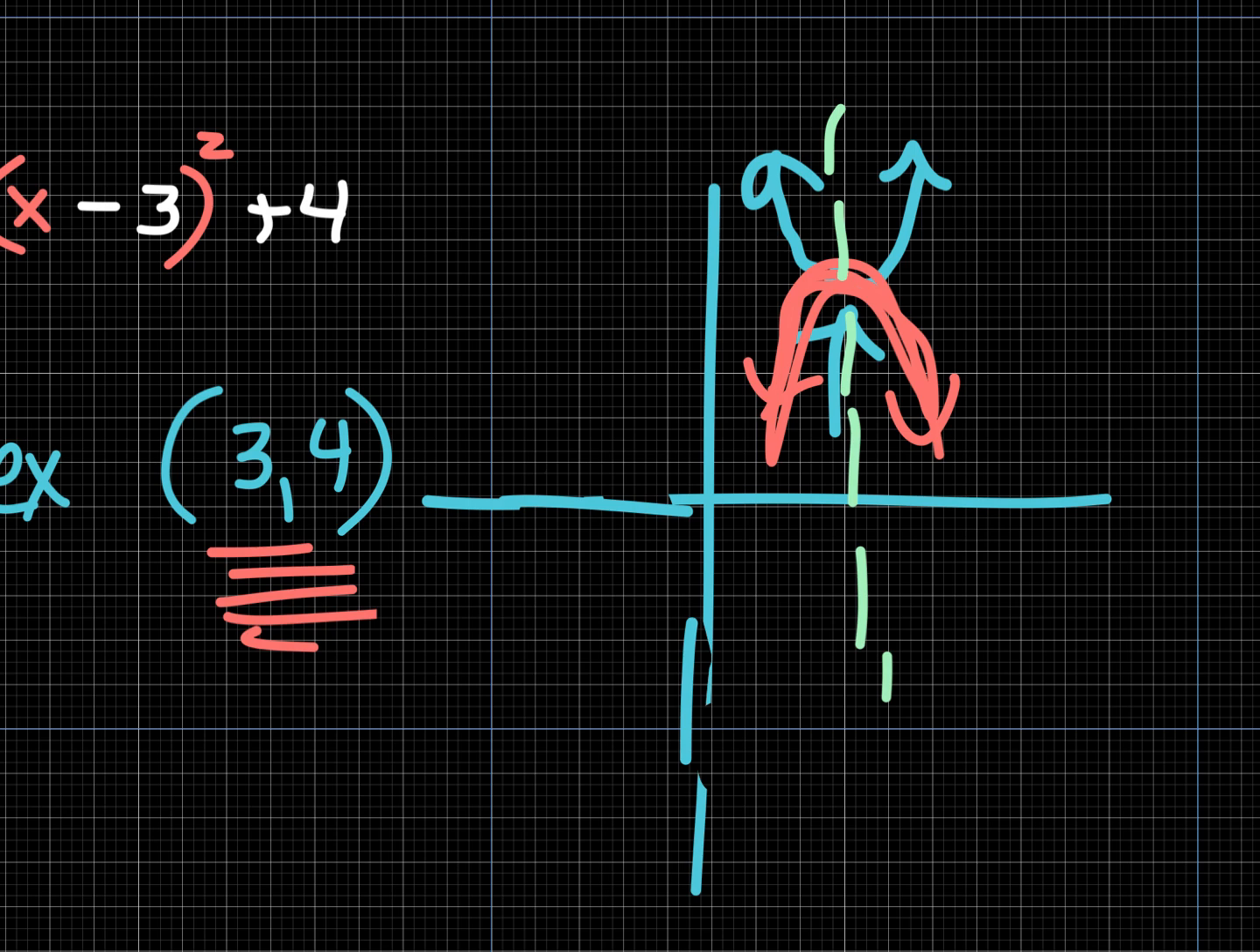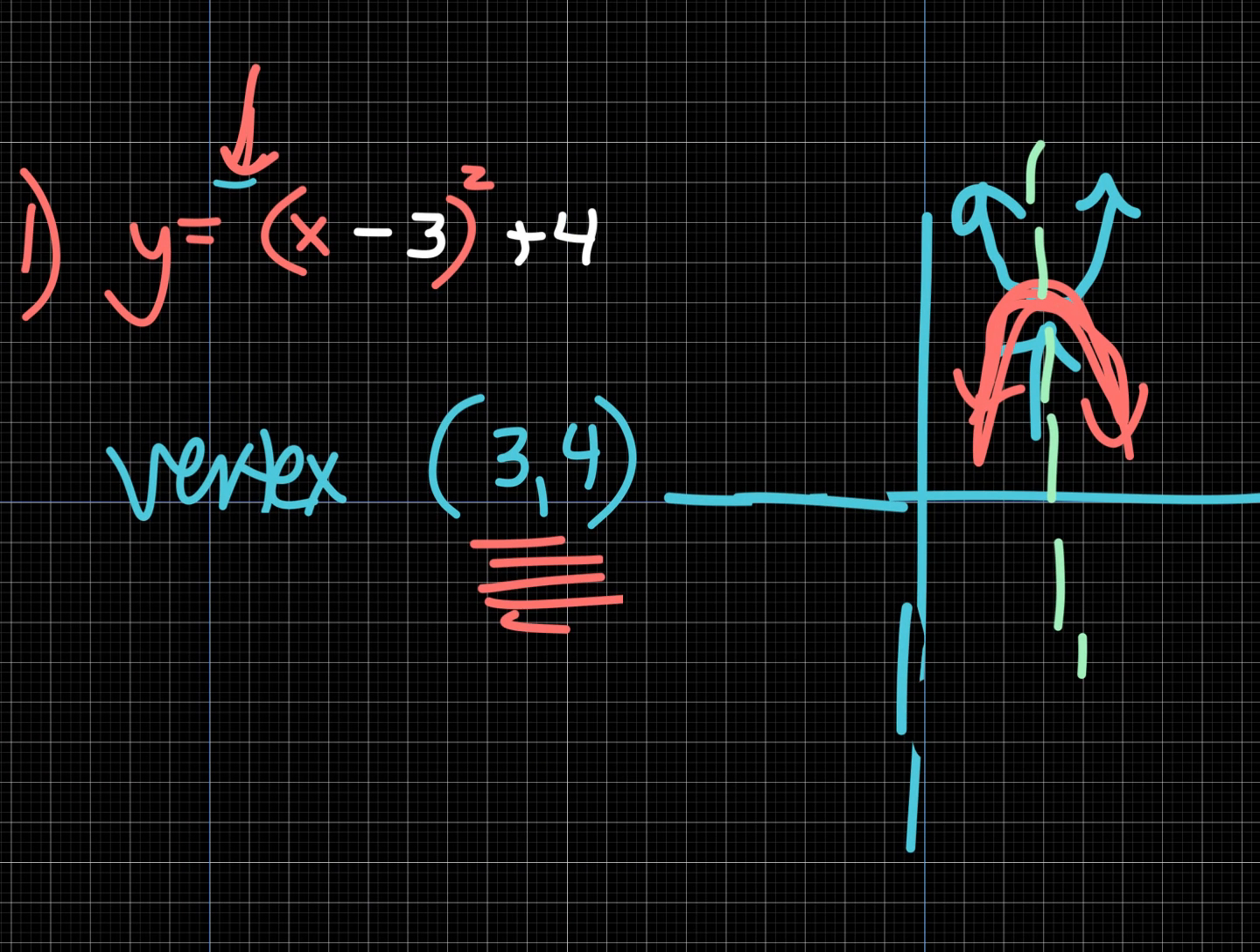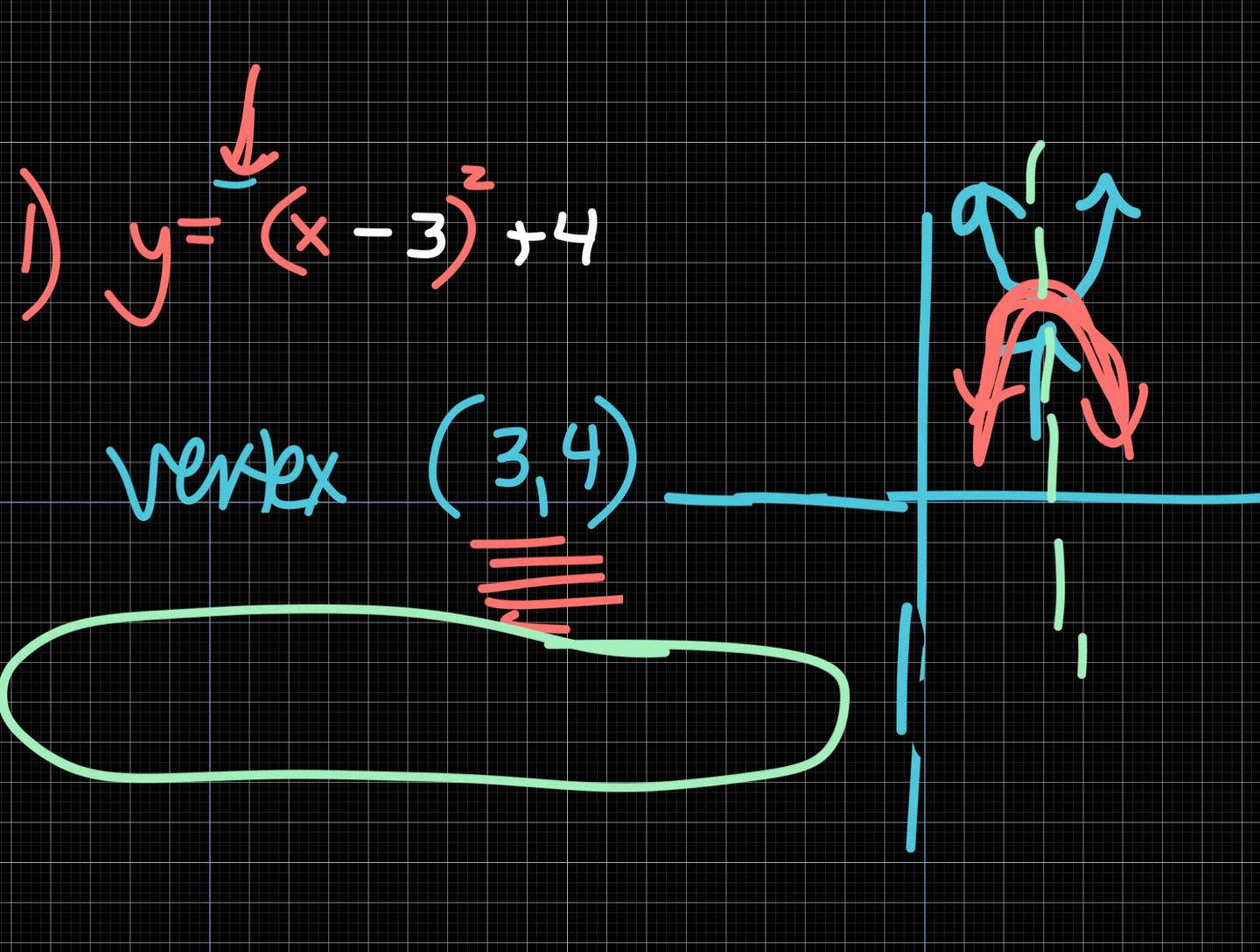Okay. Now, there's that dotted line that runs down the middle. What's the equation for it? Take a second, write it down here. That line that runs down the middle, it's got a name, and you should know what its equation is.